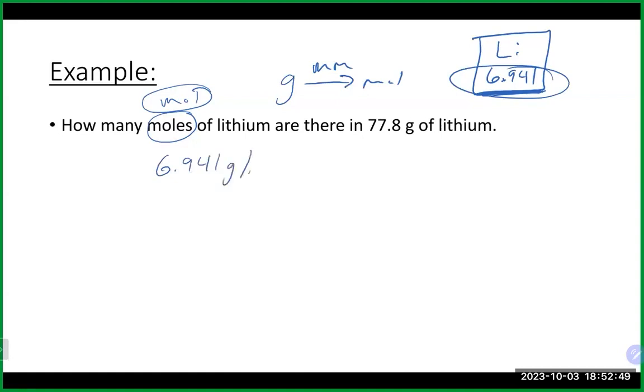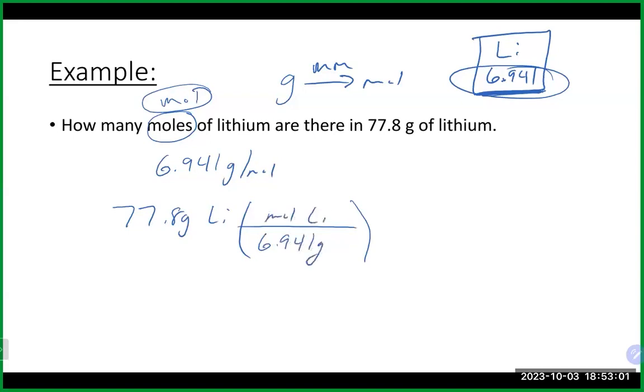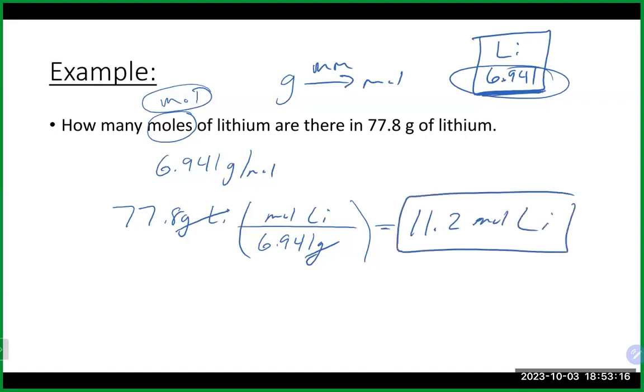6.941 grams per mole. And we will take our 77.8 grams of lithium. We want to go opposite, so grams are going to go on the bottom. Moles will go up on top, and the grams will cancel, so we're going to divide in this case, and that's going to get us 11.2 moles of lithium in this case when you do that.